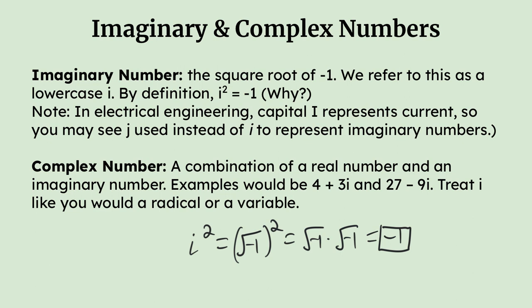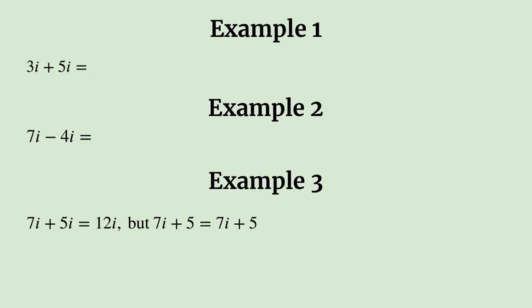In electrical engineering, capital I is something that comes up a lot, represents current, so sometimes you'll see it as a lowercase j. A complex number is just a combination of a normal number or a real number mixed with an imaginary number. So 3i would be an imaginary number. Even though 3 is a number that we've dealt with, 3i is now imaginary because of that i. So this would be an example of a complex number, this one as well. And then notice that you treat i's just like you do a radical or variable. So some examples to run through.